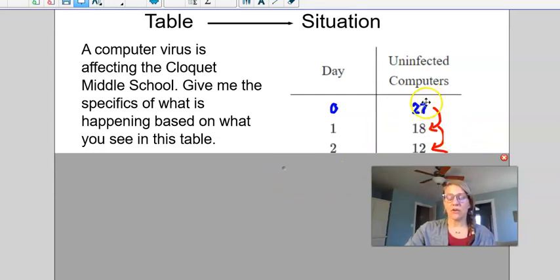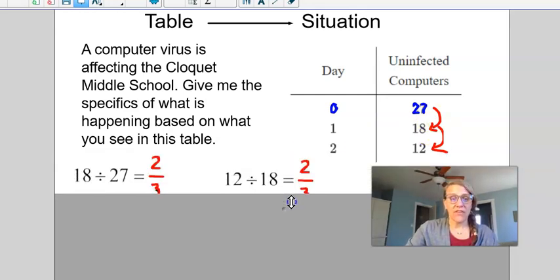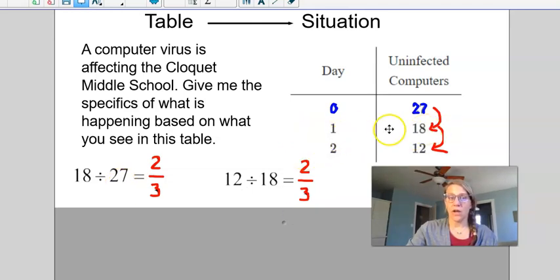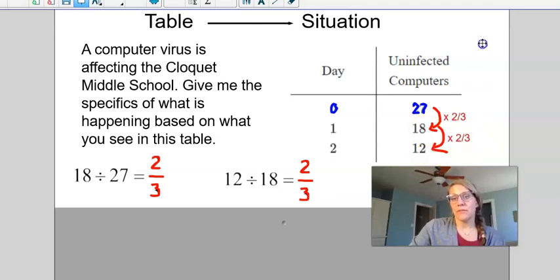The next thing we have to do is figure out, okay, well, what's happening here? What's the multiplier? We know it's decreasing, so we know our multiplier has to be less than 1. So in order to figure that out, we need to take our day 1, which in this case is 18, divide it by 27, and you'll notice you'll get 2/3. Okay, so that means that 1/3 of these computers are getting infected every single time, and 2/3 of them are staying uninfected. And we have to check that again with the other values, otherwise we don't know for sure if it is actually exponential. And we get 2/3 as well. So that means our multiplier is 2/3. So 2/3 are staying uninfected, and 1/3 is becoming infected.